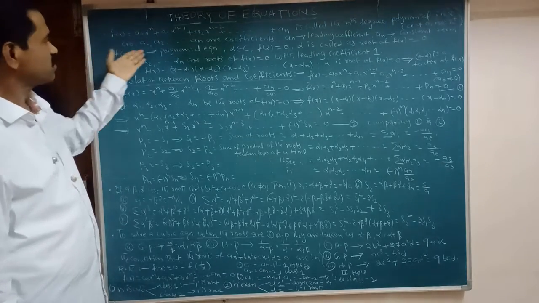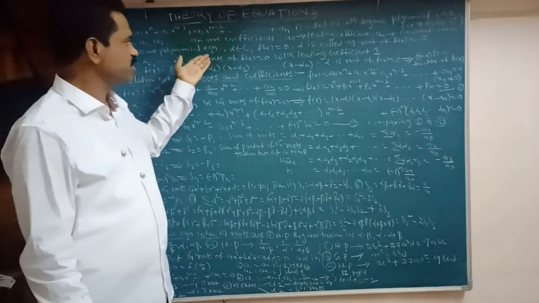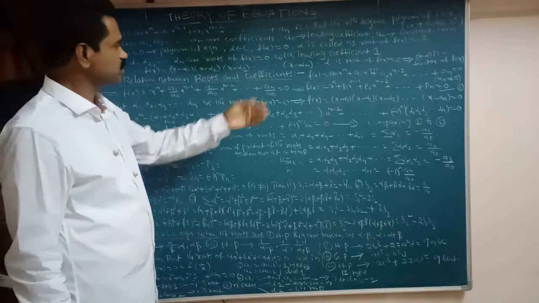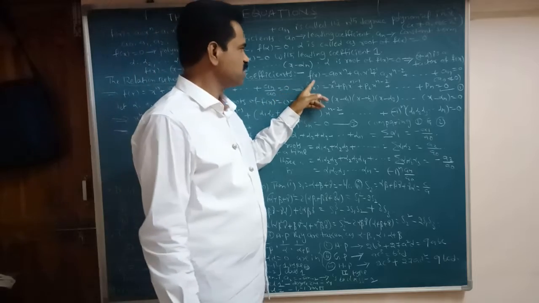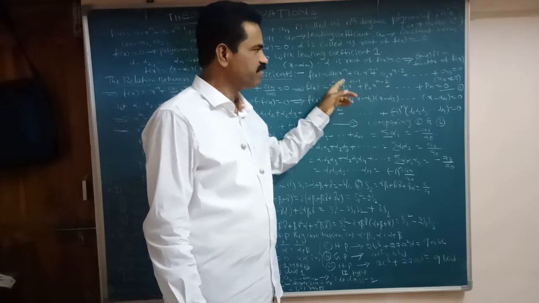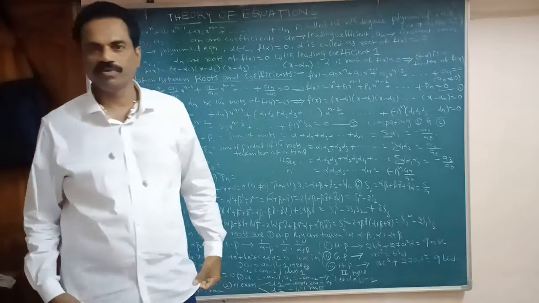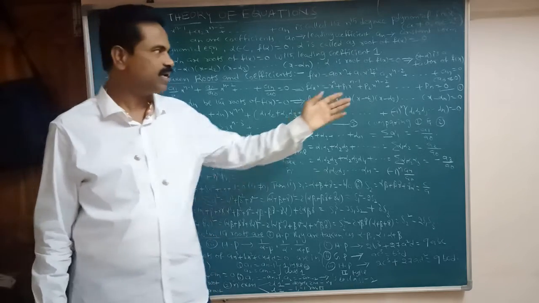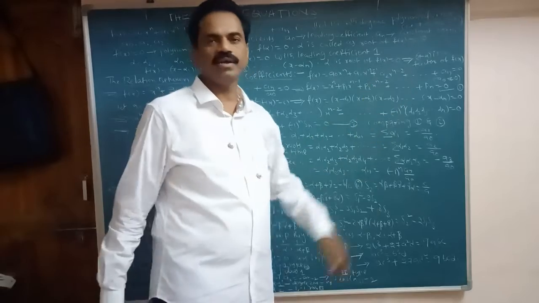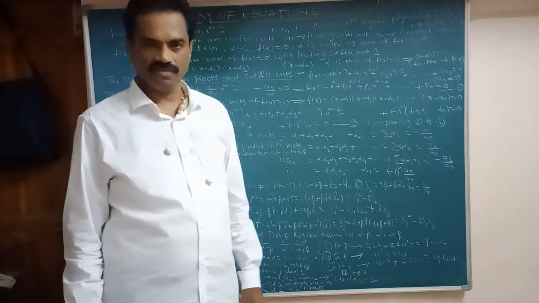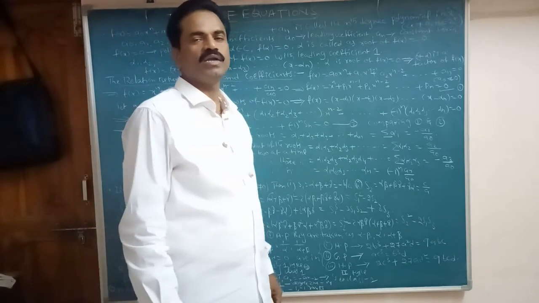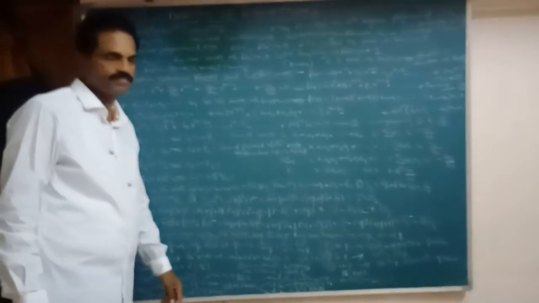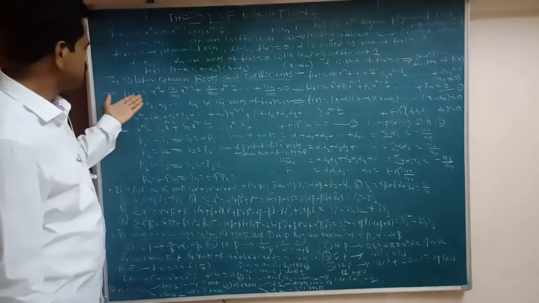Here f of x equal 0, what is it? It is a polynomial equation. Now the relation between the roots and coefficients. So the polynomial is f of x equal to a naught x power n plus a1 x power n minus 1 plus a2 x power n minus 2, and so on, plus an equal to 0, and a naught not equal to 0. That is the leading coefficient.